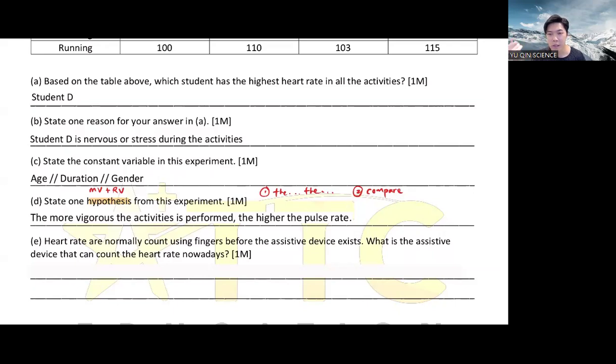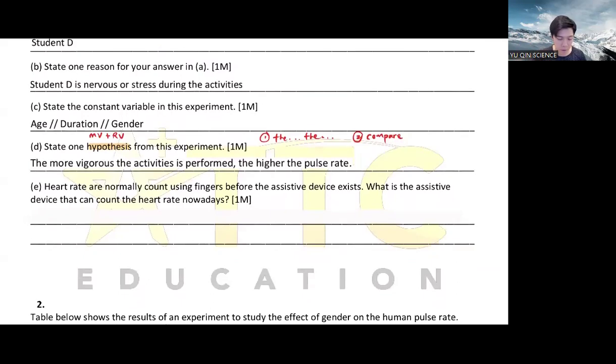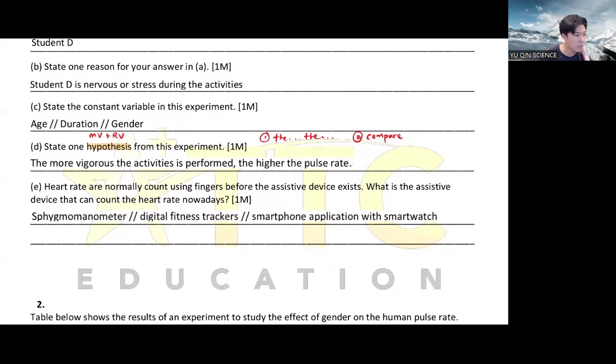So it's so accessible now, you know, we all can wear something called the smartwatch. So yeah, actually your answer can be smartwatch, or you can write applications in phones, okay? Or the a bit old school way also called the sphygmomanometer, which we will talk about in blood pressure. Sphygmomanometer, we have it later also. So, there you go. You can choose either one, or if you don't mind, you can write all of them. Yeah, then that's the pulse rate question.